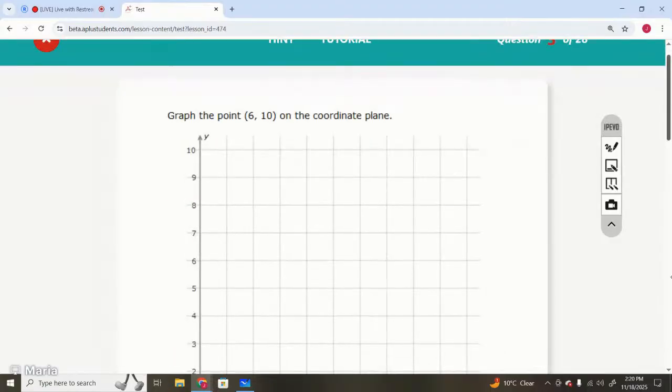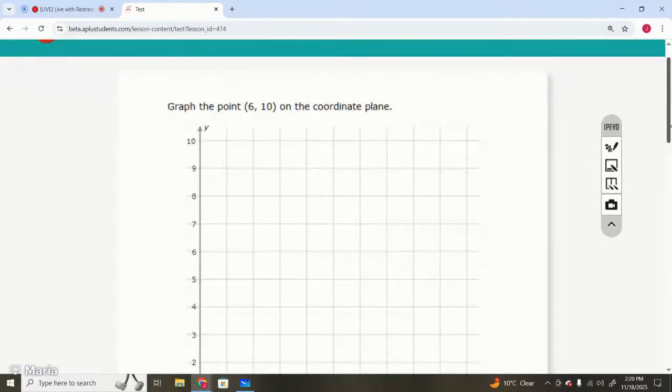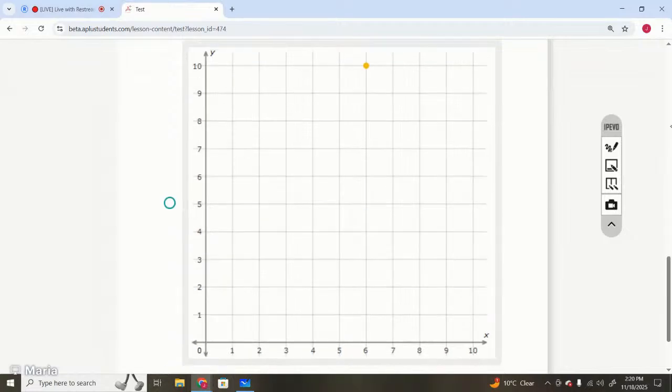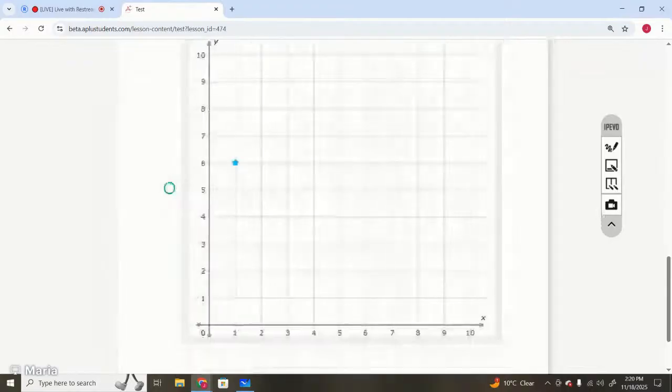Graph the point 6, 10 on the coordinate plane. So you need to move right 6 points and up 10 points, 6, 10. Right 6 points and up 10 points. So this is the correct option. You move right 6 points and up 10 points. So the second one is the correct option.